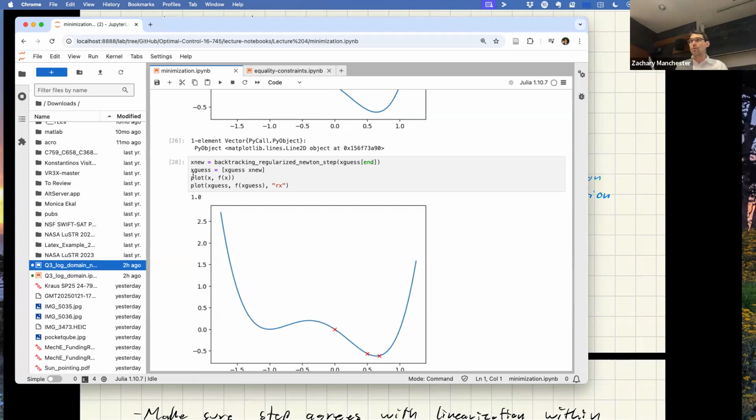The maximum thing is coming from the regularization that we did last time. The line search has nothing to do with that.